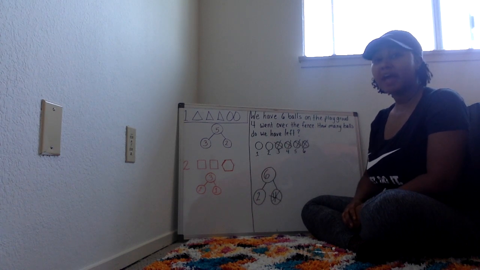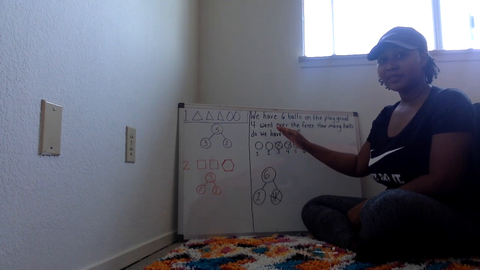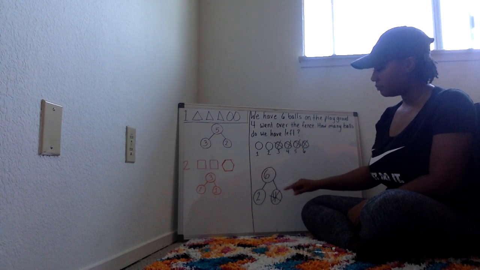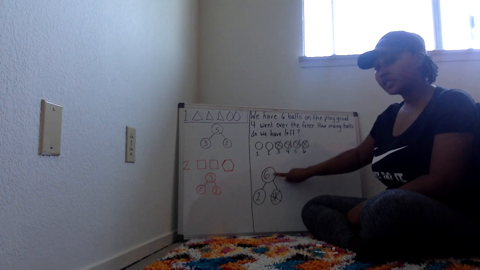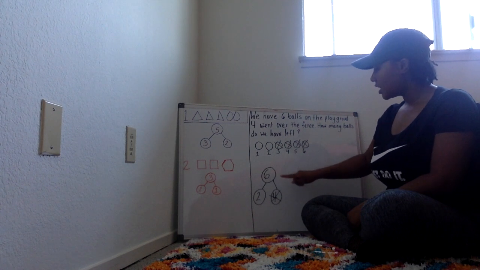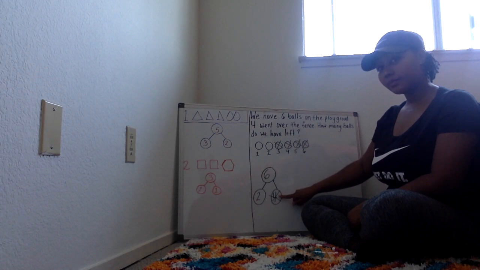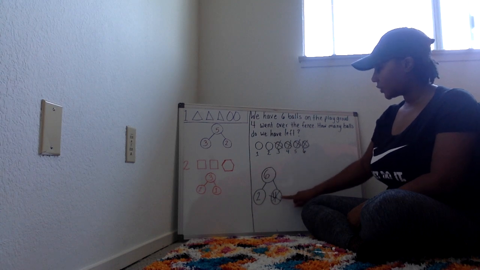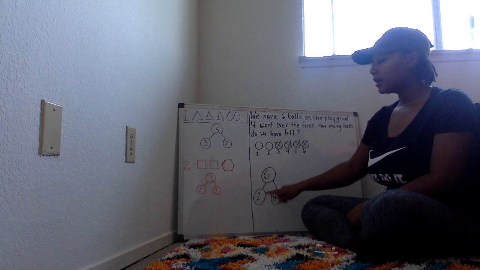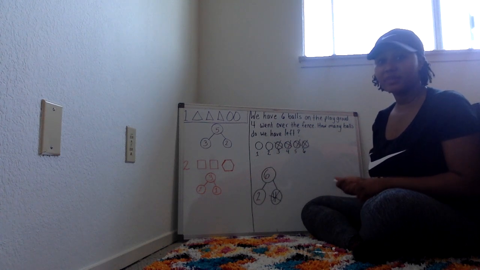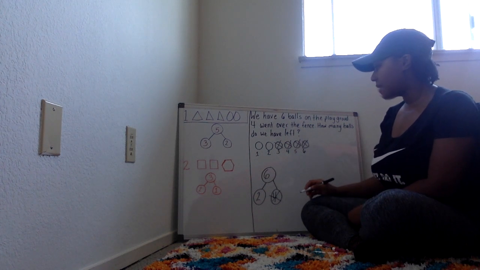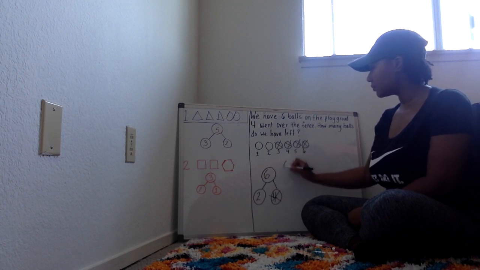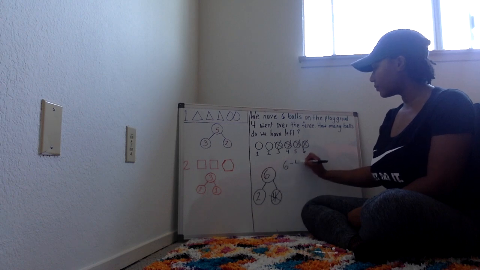Let me make sure that my number bond matches the story. I can retell my story by using my number bond. I had 6 balls. 4 went over the fence. 2 were left. 6, take away 4, is 2. My number bond matches my story perfectly. Last, I'll write a number sentence to match. 6 take away 4 equals 2.